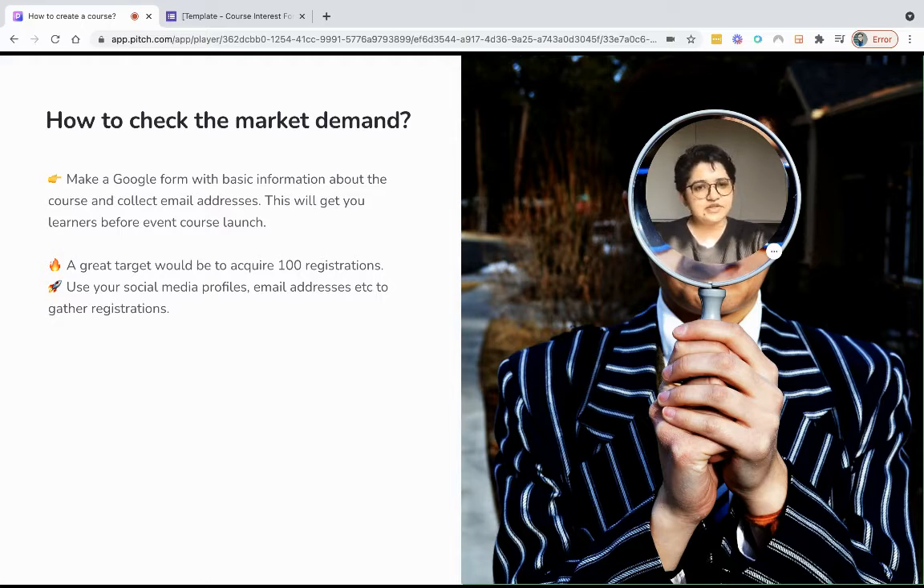How do you collect these email addresses? Go to your social channels, or find groups on LinkedIn or Facebook where people are talking about the topic around which you want to create a course, and ask people to share their interest with you. If they are interested, they can sign up for free while you are preparing your course.